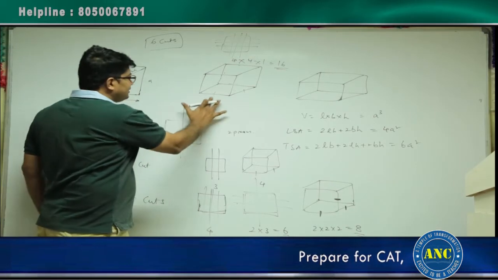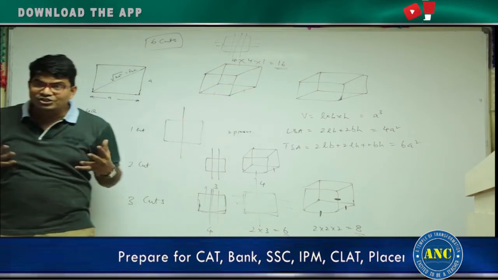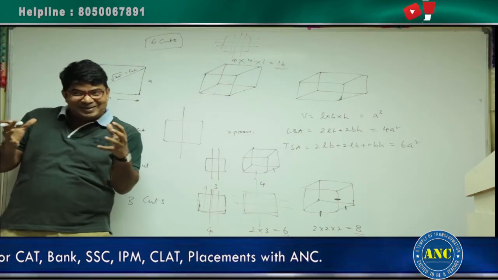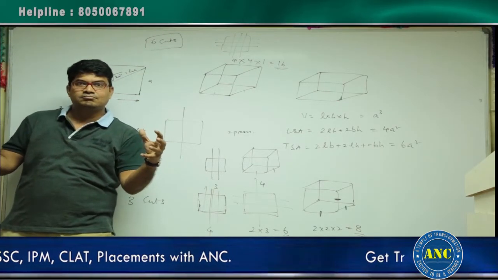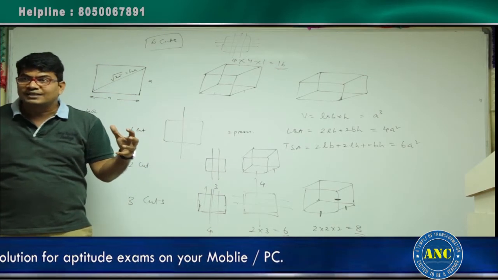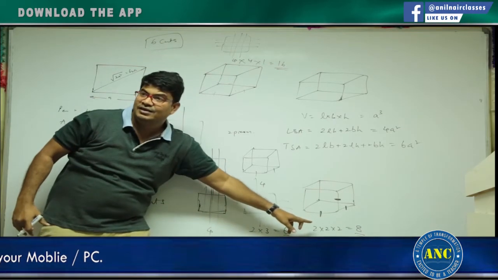Now, because you want maximum cuts, your 6 cuts should be equally distributed on all the 3 sides. Yes or no? Yes. Then only you will have more pieces. That's what we learned here, right?